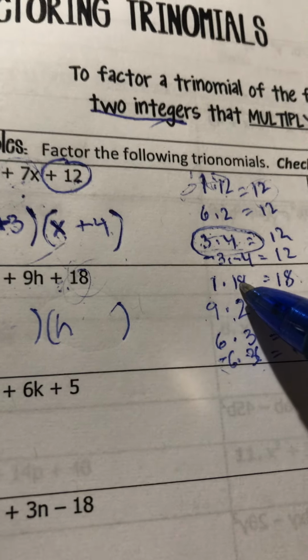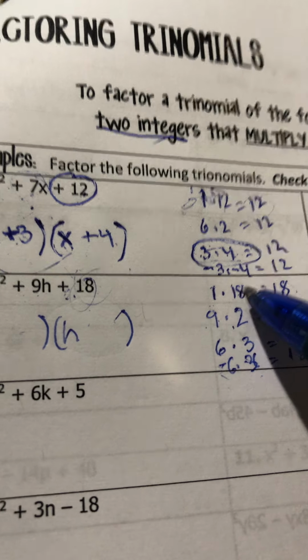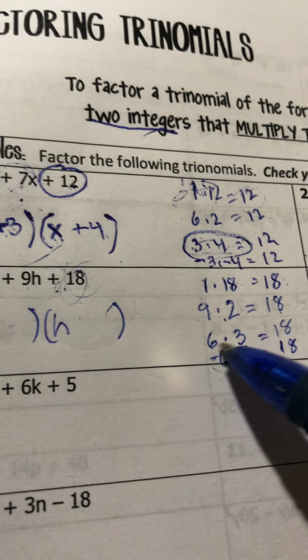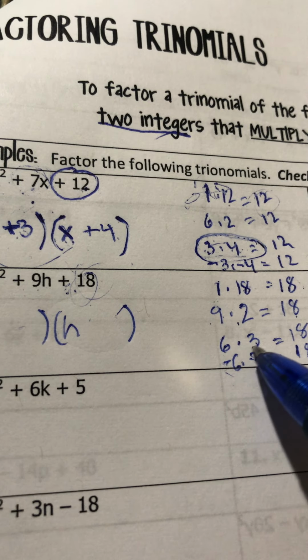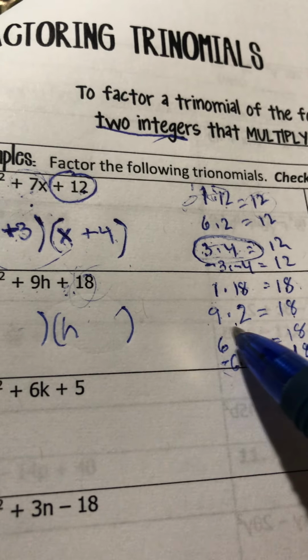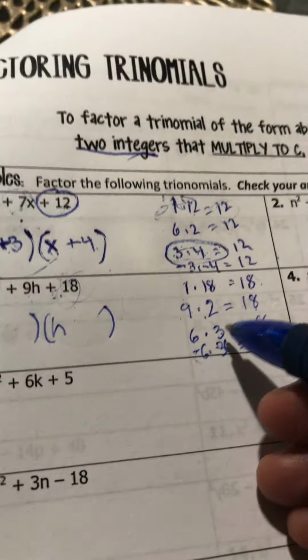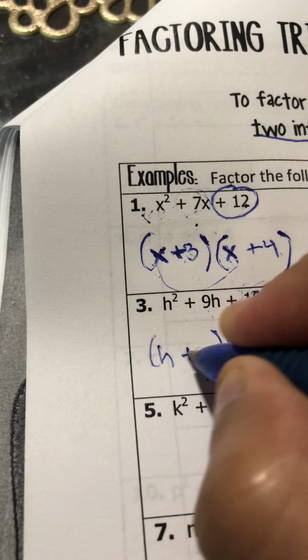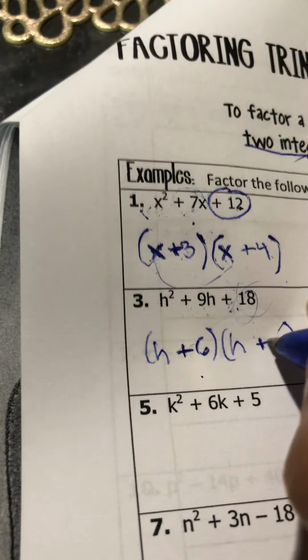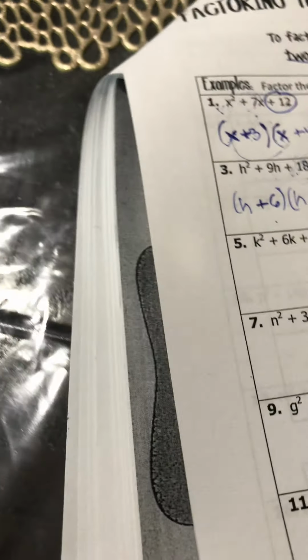Now, 1 plus 18 is 19. 9 plus 2 is 11. 6 plus 3 is 9. So when I multiply, I should get 18, and when I add those two numbers, I should get this middle term, b. So the correct one is this one, 6 and 3. So the two numbers that I'm going to write here are positive 6 and positive 3. Okay, you can check by FOILing.